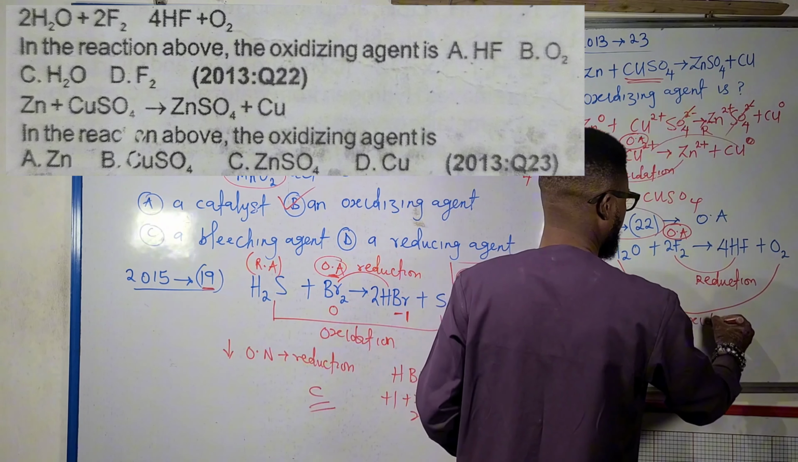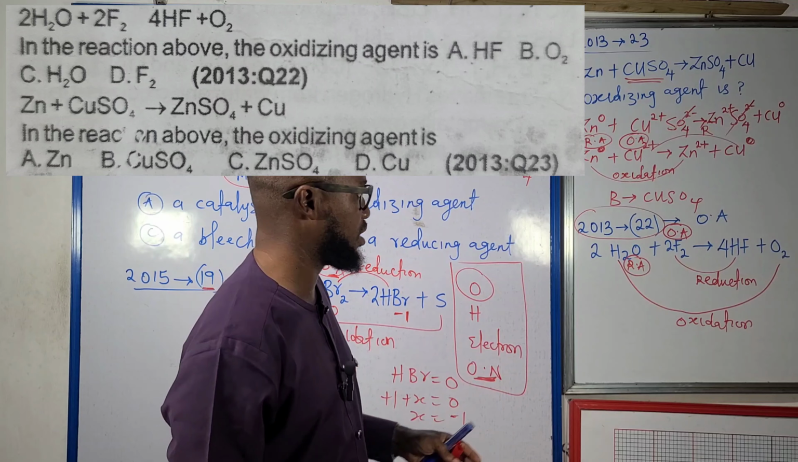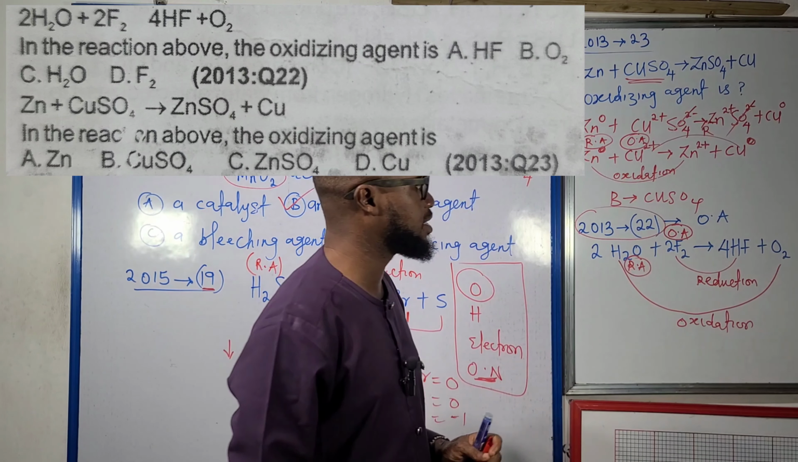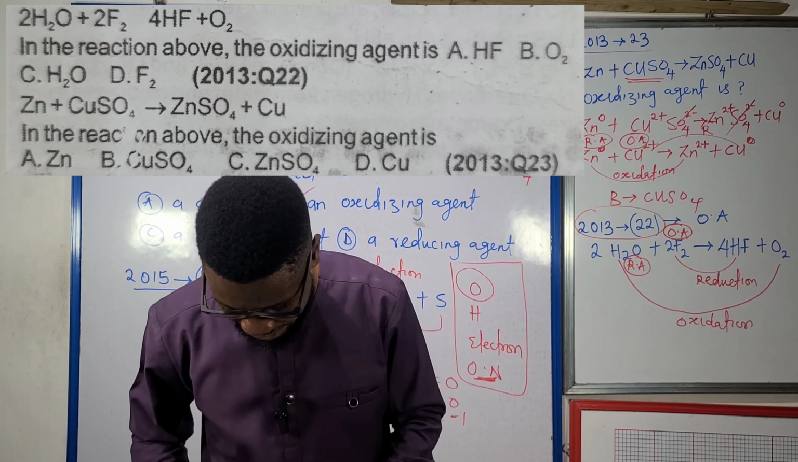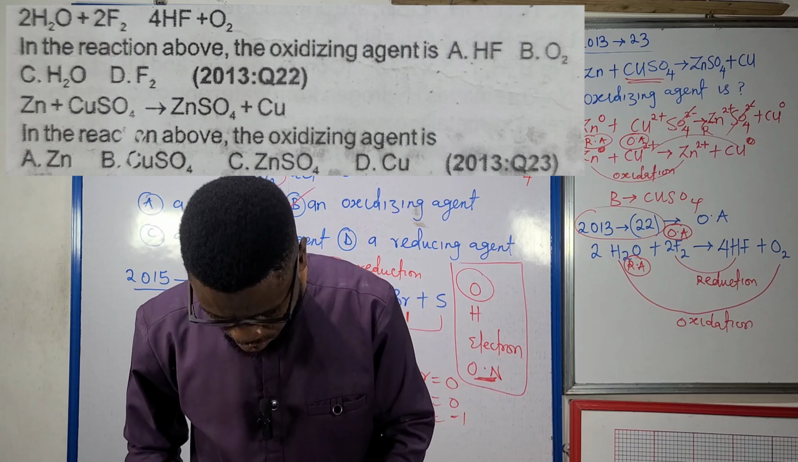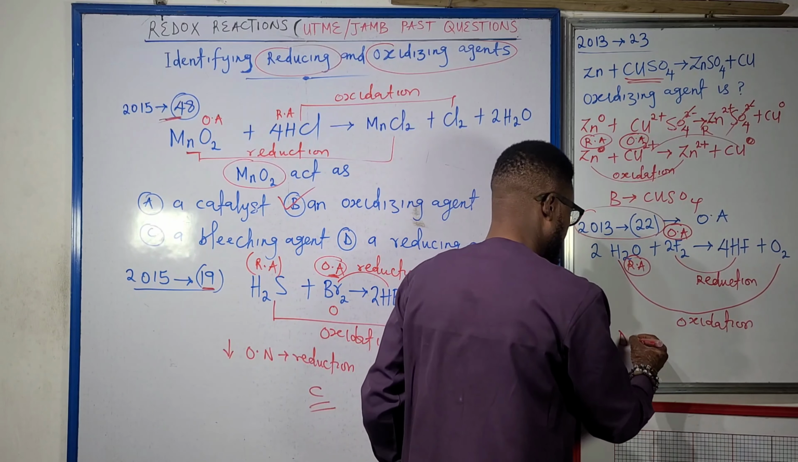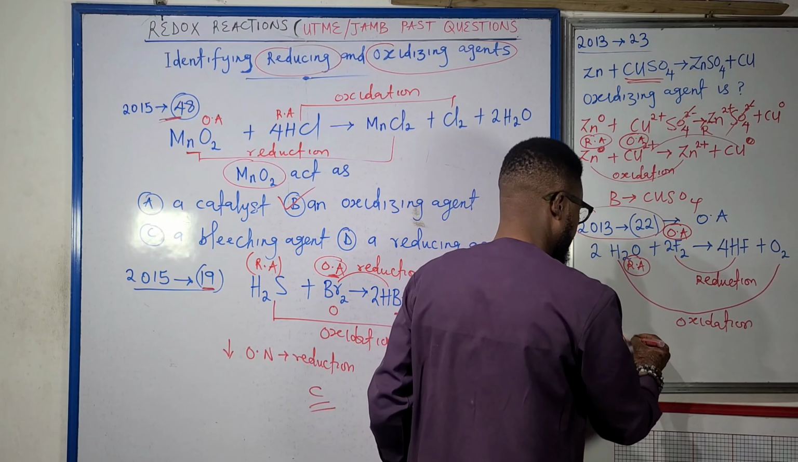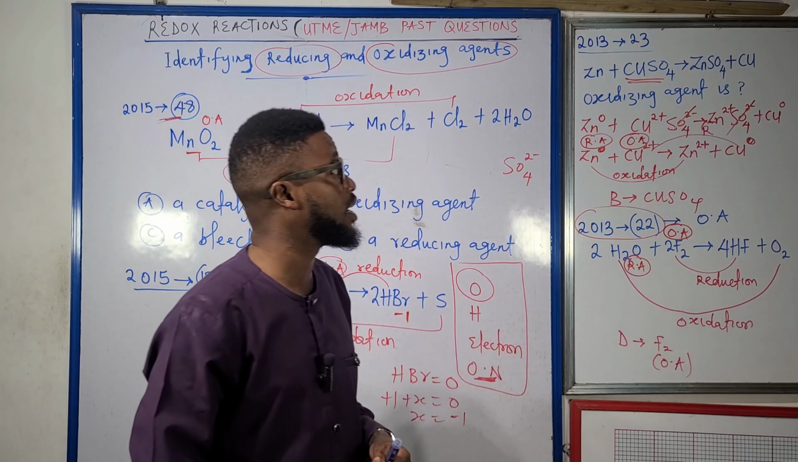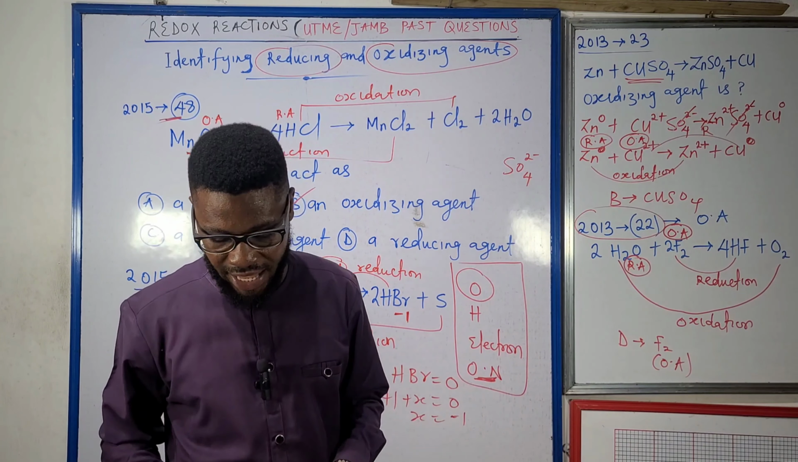So what will undergo oxidation is the reducing agent here. In this reaction, I was told to identify the oxidizing agent, and this is pretty direct. The oxidizing agent here is fluorine gas. If you look at the options there, the correct option here is option D. Fluorine is the oxidizing agent, and that just ends that.